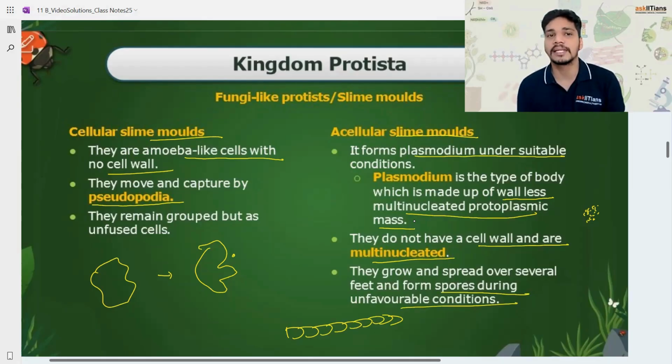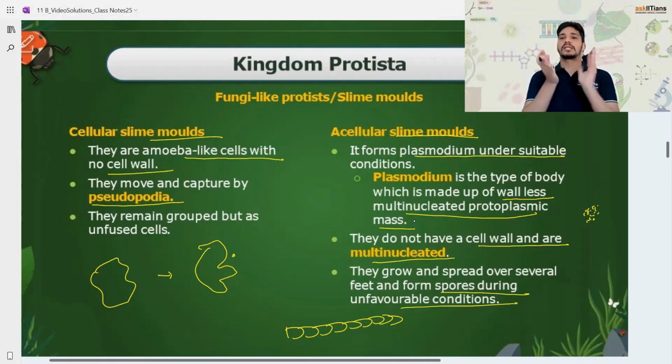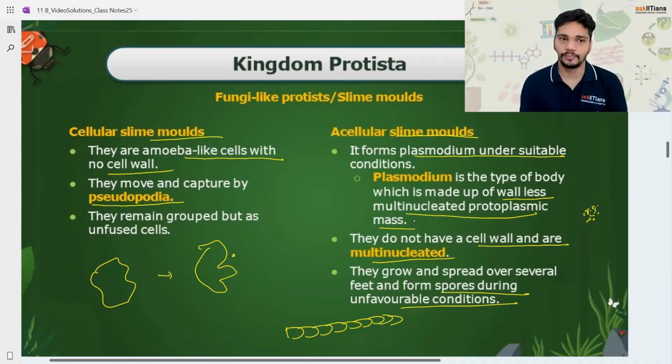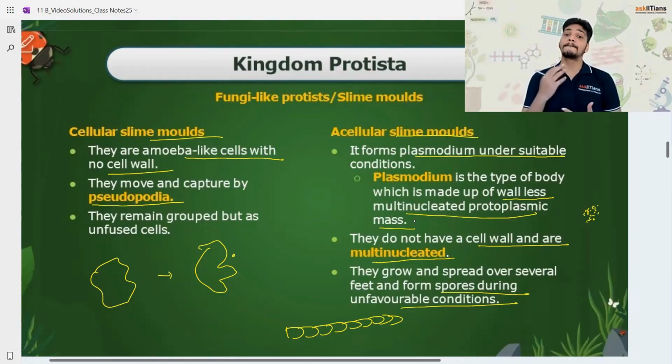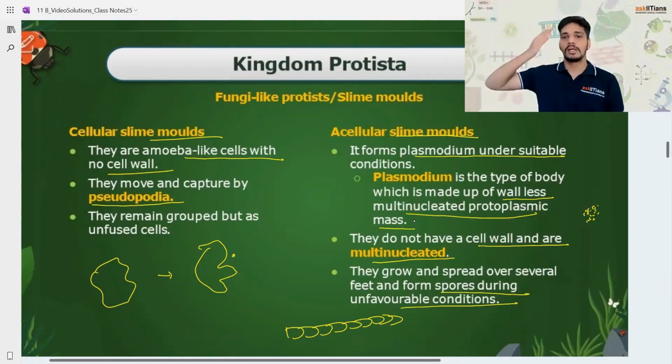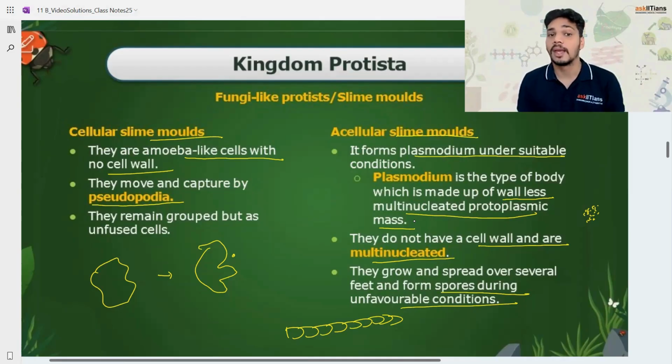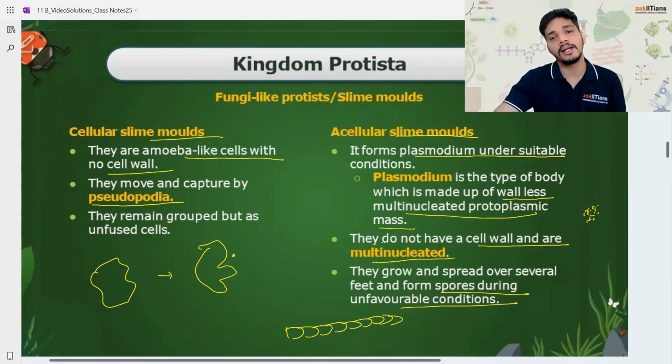So this is cellular slime molds and acellular slime molds, the distinction in front of you. Cellular ones have pseudopodia. The acellular one is multinucleated with no cell wall. That's why they grow continuously. And they produce spores in unfavorable conditions.